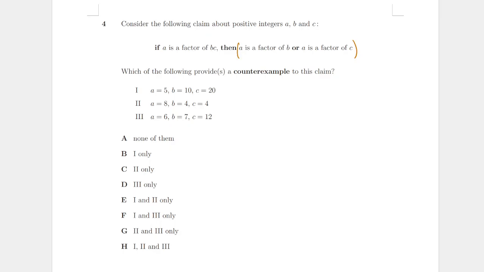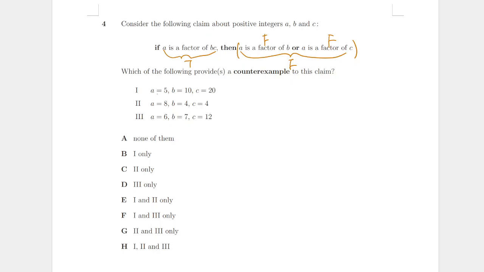Okay, so we need a counterexample, right? Which of the following provides a counterexample to the claim? So again, counterexample to an if-then statement, I need the first bit to be true, and then the second bit to be false. Now this time there's a bit of complicated stuff here, because there's an or in between. So if I need this statement to be false, then I need both of these little statements to be false, because only false or false gives me false. If either one is true, then this whole thing is true. That's the truth table of the or function.